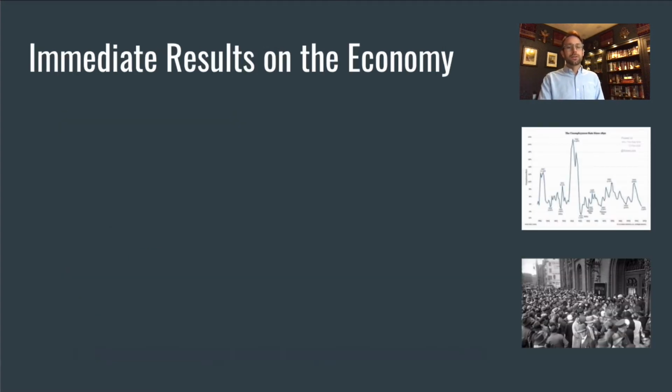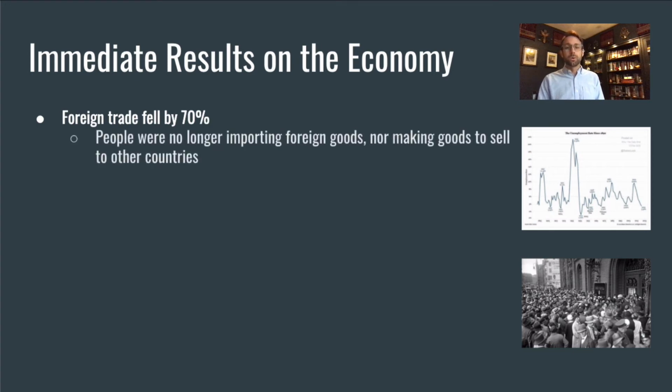Okay, so let's look at what the immediate result of all this stuff was on our economy. So one of the first things to happen is that we stopped trading with the rest of the world for goods and products. So we were no longer buying goods that other countries were making, right? Because we didn't have money to buy them. Nor were we making goods to sell to other countries because companies were failing in the US. So we weren't making the things as we were before.